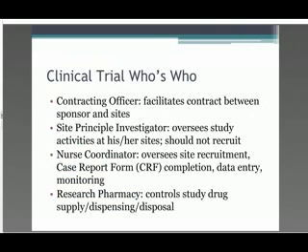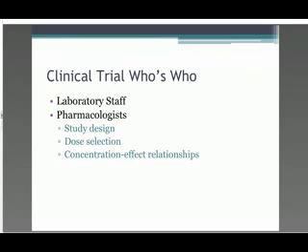I think that this has more to do with NIH than probably with you. Just to point out that the research pharmacy controls the study drug supply, dispensing, disposal, and so on. And then we have the laboratory staff, and then we also have the pharmacologists, and they're invaluable here because they set the study design, the dose selection, and determine the concentration-effect relationships.